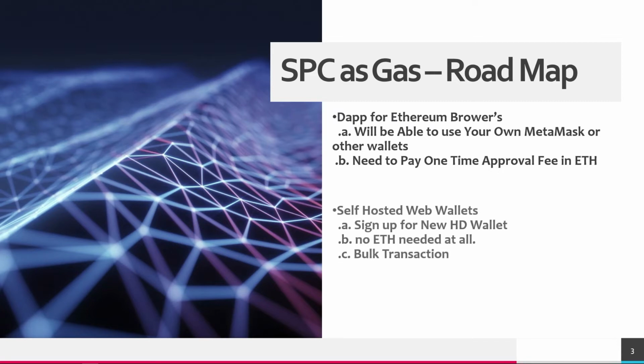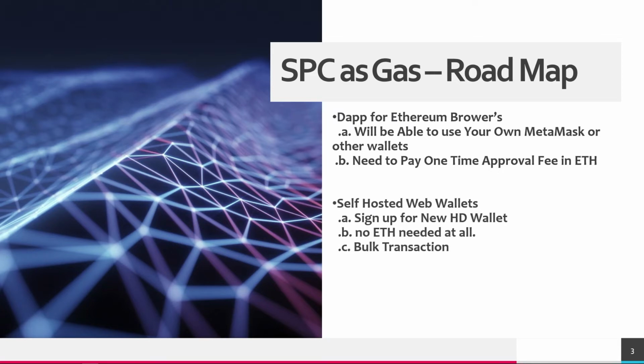Okay, the next step will be a self-hosted HD web wallet. At the second phase, you will not need any Ethereum browsers, or any MetaMask or any third-party browsers. You can have our own Star Pacific HD wallet where you can sign up for new accounts, and then you do not need to pay any ETH for the approval or any ETH for the first linking, and you will also be able to do bulk transactions.